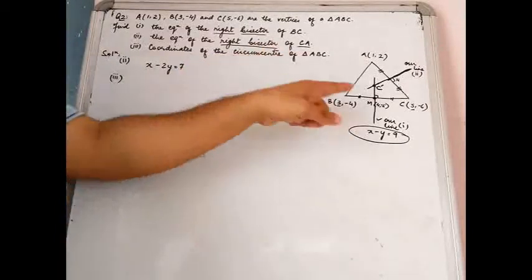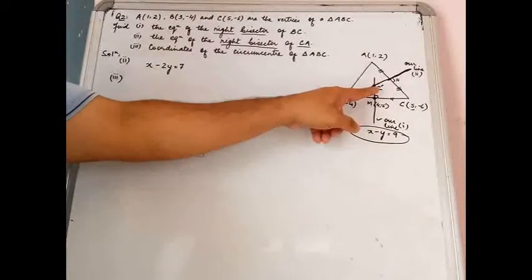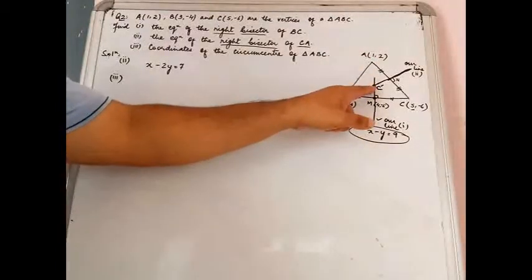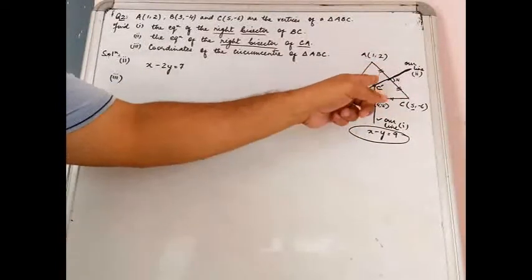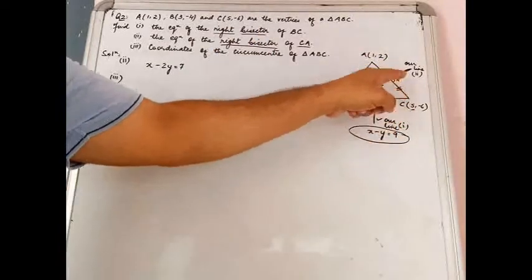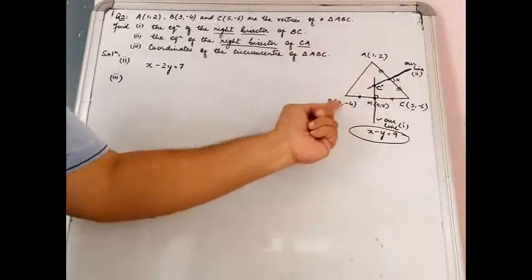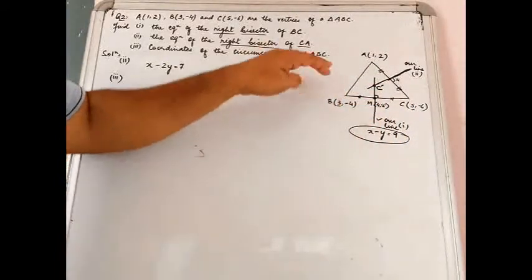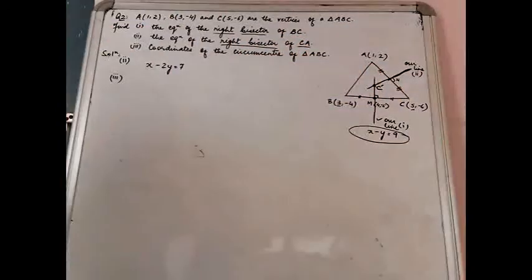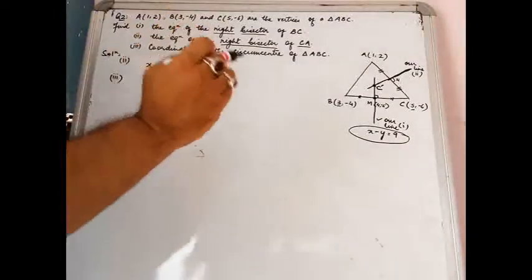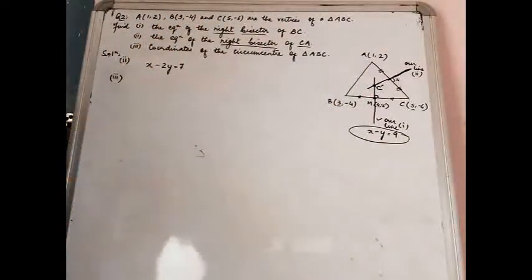Similarly, circumcenter, which I have marked as C dash, is also a point of intersection, but not of the medians. It is the point of intersection of the perpendicular bisectors of the sides. This is the side of the triangle, this is the perpendicular bisector. This is another side, and this is its perpendicular bisector. Similarly, there will be a third perpendicular bisector also. They intersect at this particular point, which is the circumcenter of the triangle.